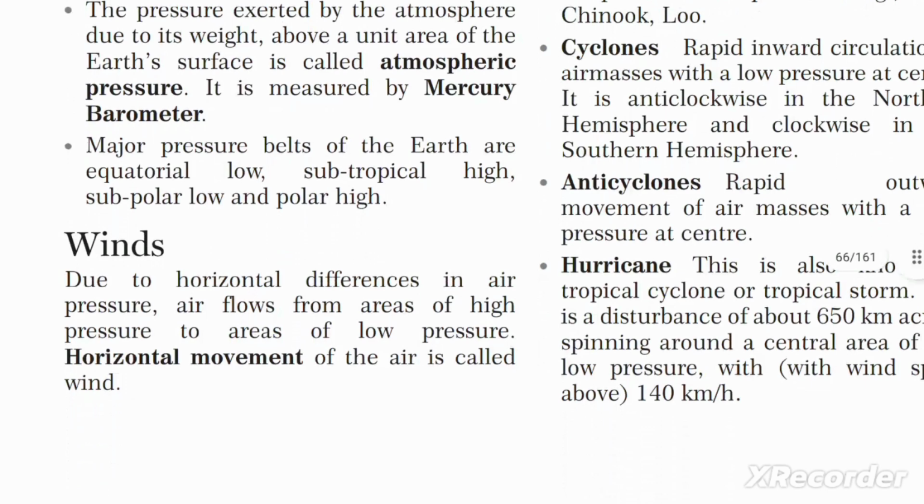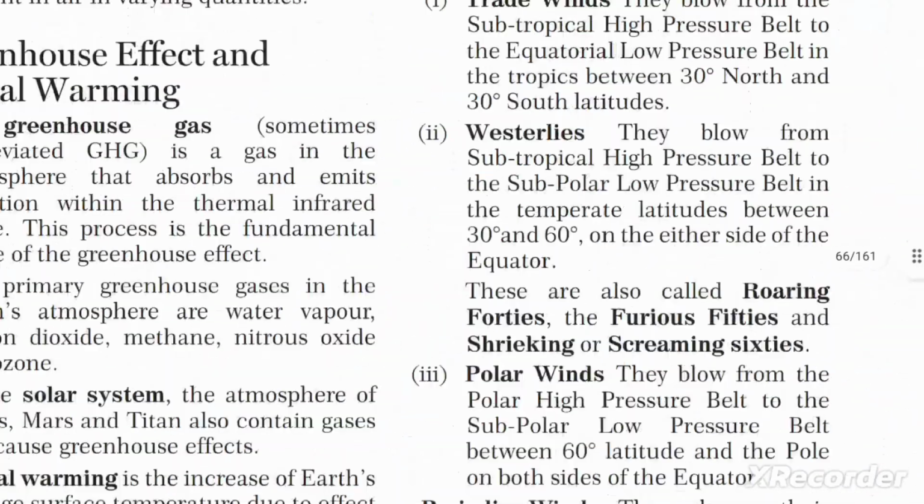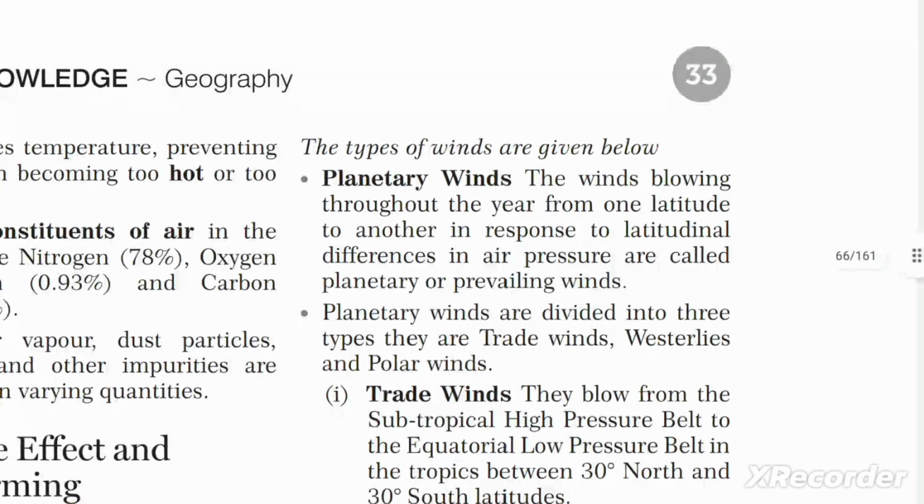Winds. Due to horizontal differences in air pressure, air flows from areas of high pressure to areas of low pressure. Horizontal movement of the air is called wind. The types of winds are given below. Planetary winds: the winds blowing throughout the year from one latitude to another in response to latitudinal differences in air pressure are called planetary or prevailing winds.